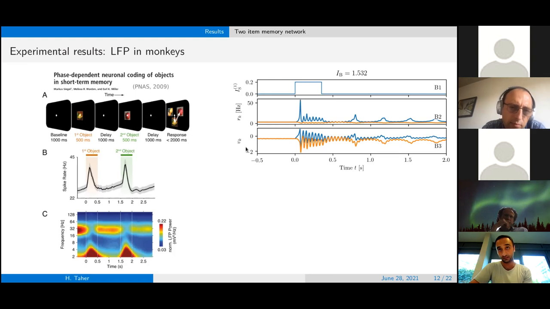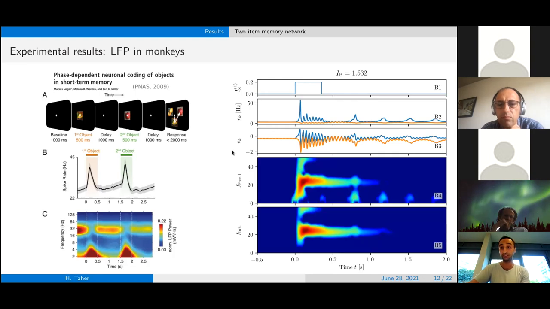Now we can take this voltage signal of our very simple mean field model and calculate the same type of spectrogram. And what we see is a quite remarkable resemblance to the experiment. So we present a stimulation, we have the delta band signal, and again, we have this sustained beta band signal.